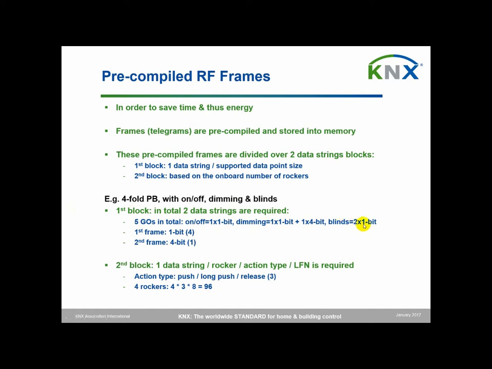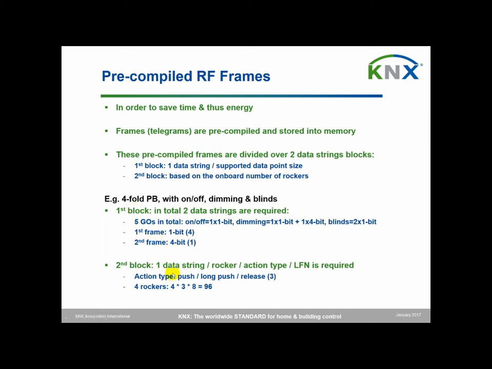There's 1 bit for on-off, 1 bit for dimming, and a 4-bit for dimming, and blinds have 2 times 1 bit. So that means in total we have 2 types. We have 1 time 1 bit, 1 time 1 bit, and 2 times 1 bit. So we have 4 times 1 bit in total. That would be the first frame in the first block. And then there's also 1 time a 4-bit. So we have 1 4-bit. That's the second frame that we will need in the first block.